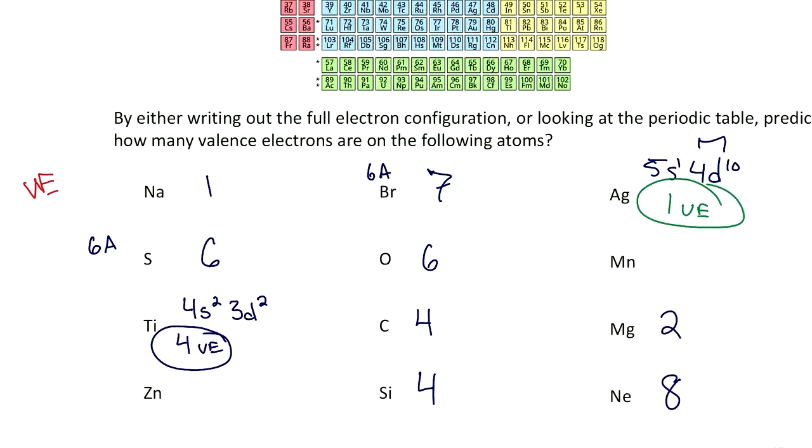Manganese counts as an early transition metal valence electron count. If we look at manganese, it's 4s2, 3d5. So manganese is actually going to have 7 valence electrons. The d electrons count in this example. But if we write out zinc, zinc is 4s2, 3d5, or sorry, not 3d5, 3d10. And so zinc, kind of like silver, those d electrons don't count at this point, because they're completely filled and they become stabilized. So zinc actually only has 2 valence electrons here.